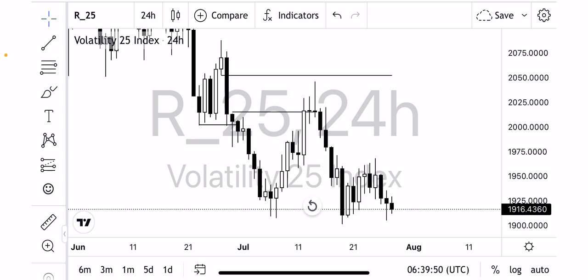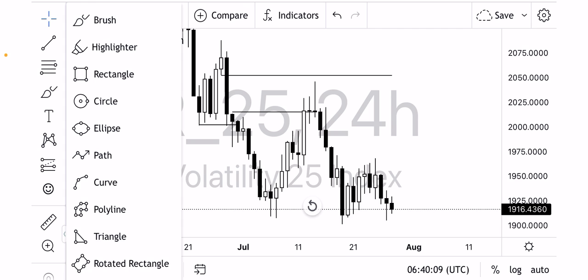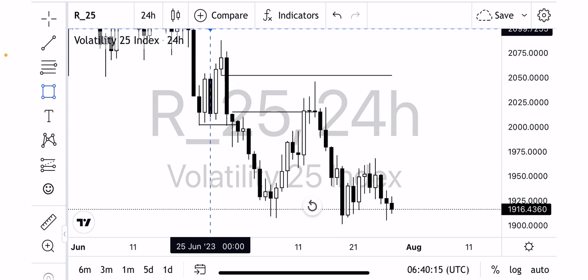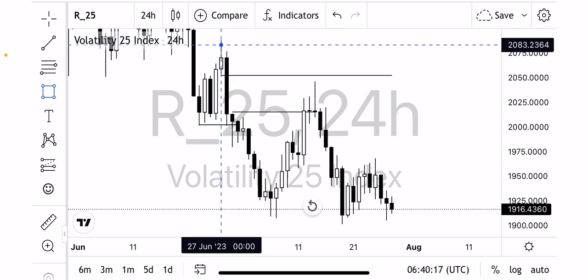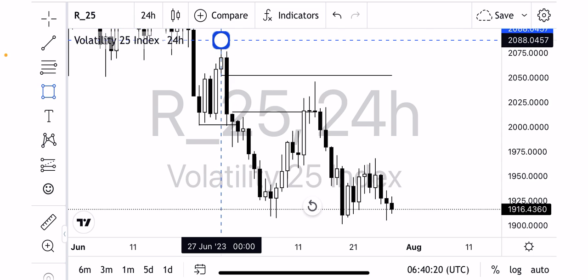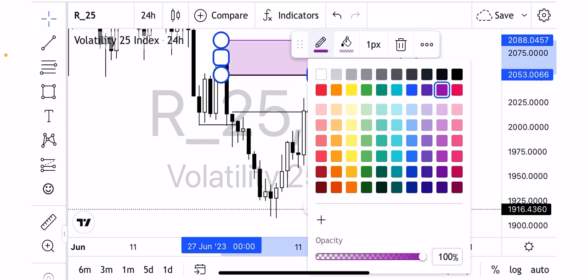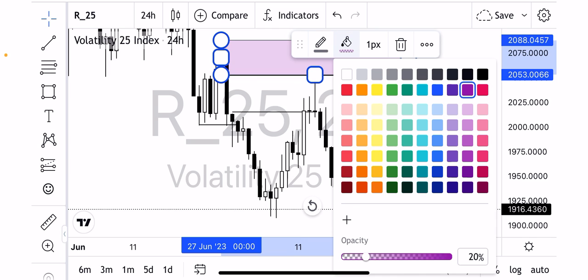Okay, so let's mark out our POI. Remember, I have explained what POI is and what fair value gap is, so you shouldn't have issues marking out your POI or your fair value gap. I have explained all of this. So I'm going to mark out the POI I am expecting the market to get into. So let's say I marked this out. This is my POI according to the POI I taught you guys in my previous video.